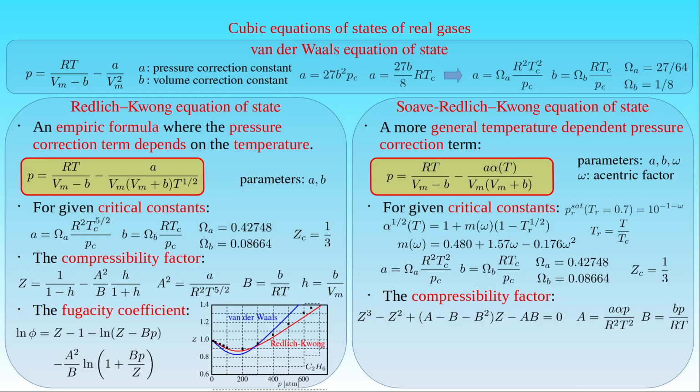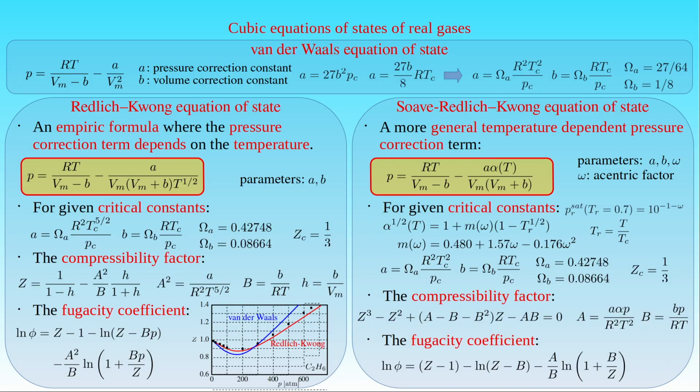As a result, the fugacity differs from the one obtained for the Redlich-Kwong equation, and the natural logarithm of the fugacity coefficient phi of the gas is given by Z minus 1, plus the natural logarithm of the difference between Z and B, minus A over B, times the natural logarithm of 1 plus B over Z.